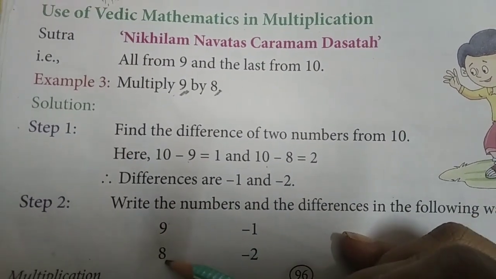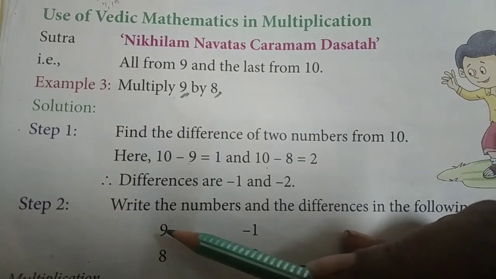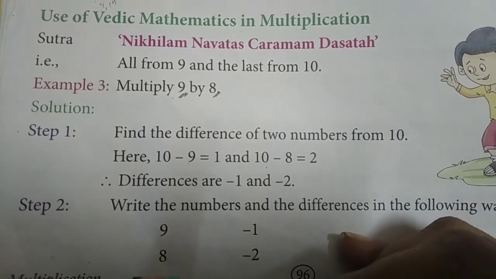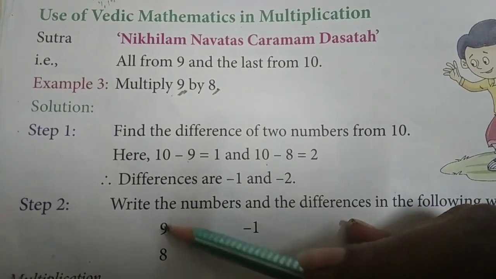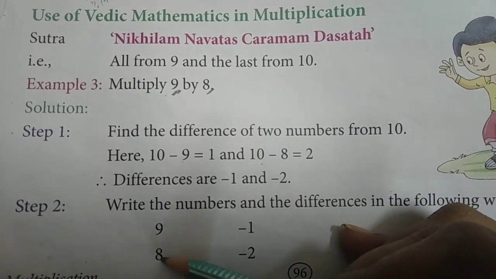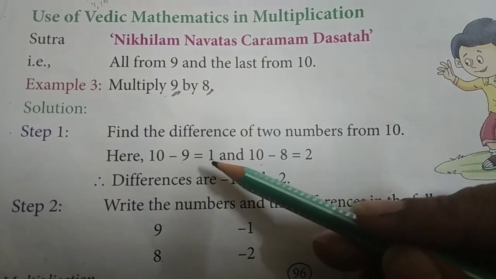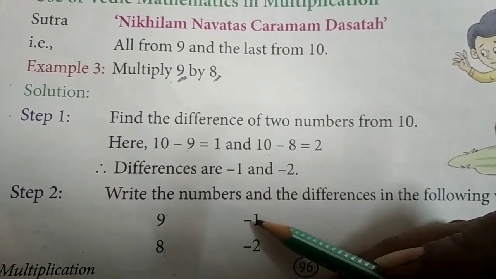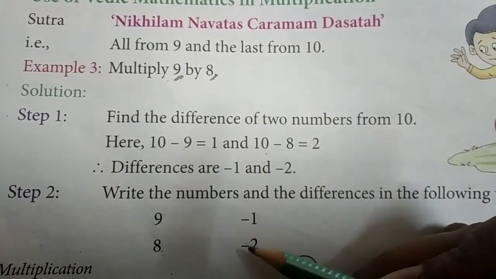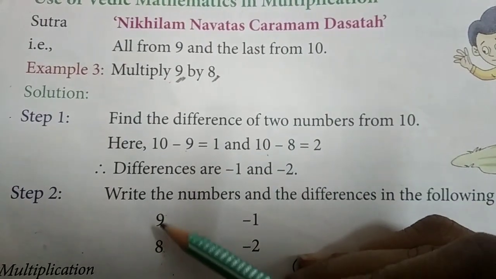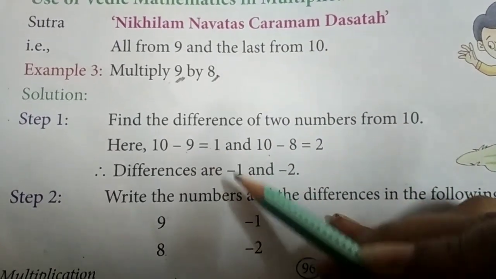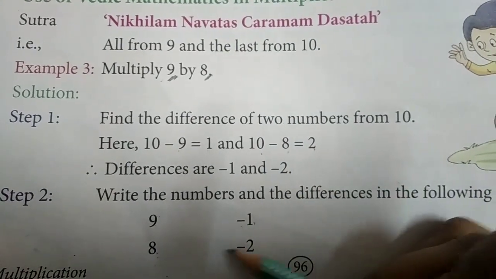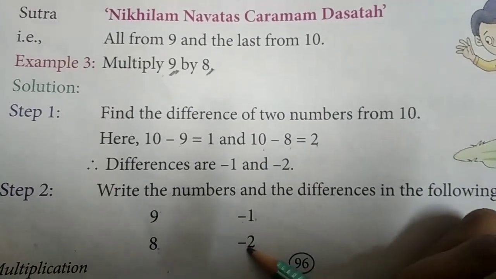Okay, got the answers? Now you have to write the numbers like this: 9, 8. Normally when you are multiplying, how do you write? 9, 8 with a multiplication sign, right? Here there's no need to put the cross. Just write 9 and below that write 8. Then whatever differences you got, you write with a small minus sign. 10 minus 9 you got 1, so write minus 1 beside 9. 10 minus 8 you got 2, so beside 8 write minus 2.